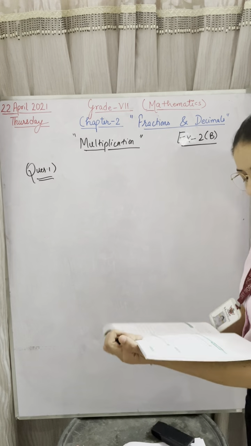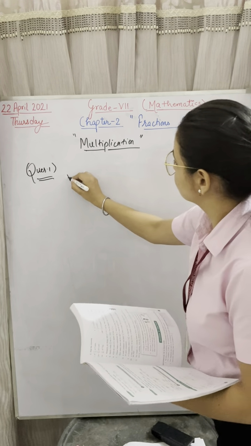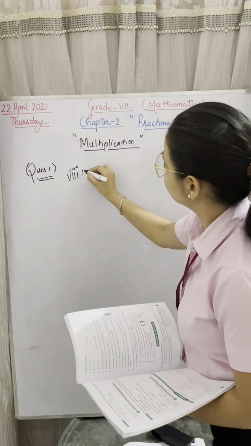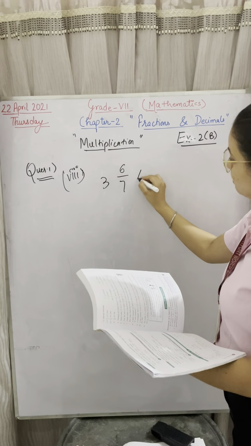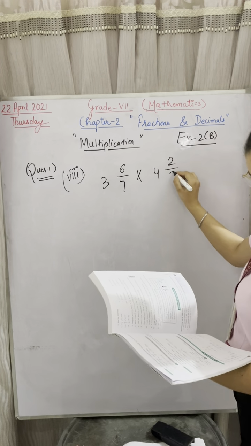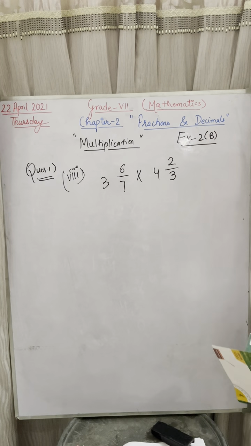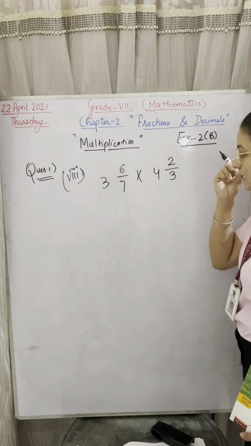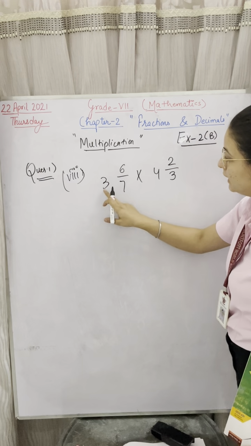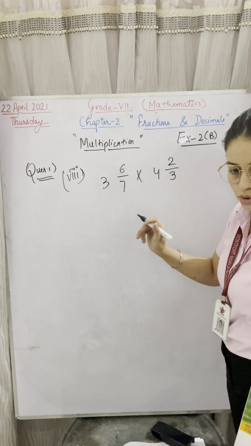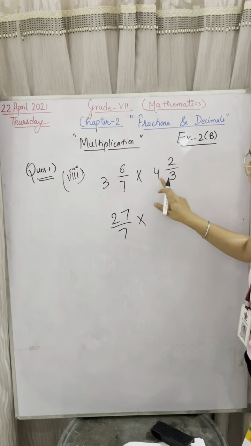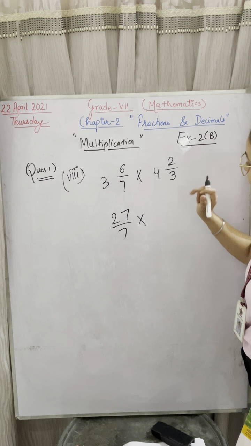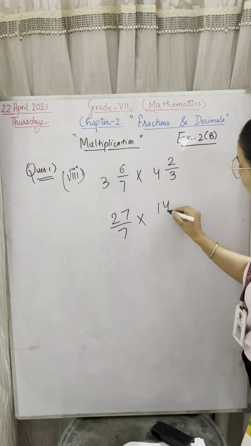I'll do one more part, that is 8. 8th part is 3 6 upon 7 multiplied with 4 2 by 3. Okay, both are given in mixed fraction. So how can I multiply? 7 threes are 21, 21 plus 6, how much? 27 upon 7. Multiply 4 threes are 12, 12 plus 2, that is 14 upon 3. That's it.